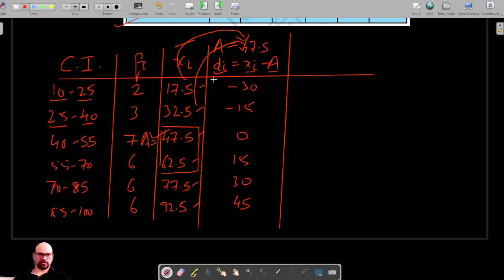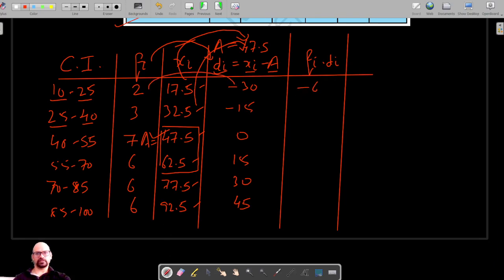And now in the direct method, we used to multiply fi into xi. Now we are going to multiply fi into di. So fi into di. Now, 2 into negative 30 is negative 60. 3 into negative 15 is negative 45. And 7 into 0 is 0. 6 into 15 is 90. 6 into 30 is 180, and 6 into 45 is 270.